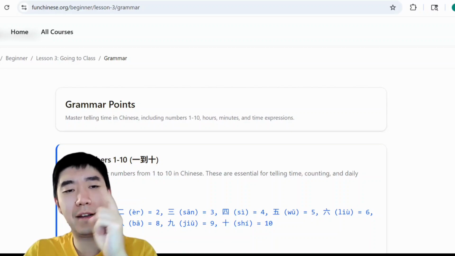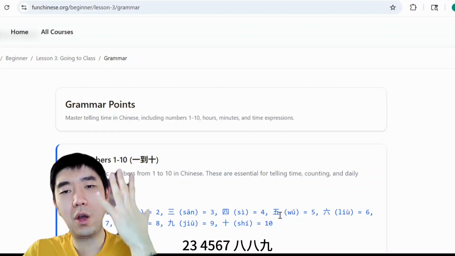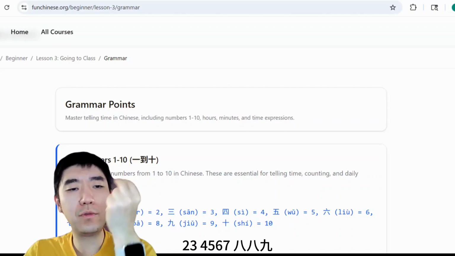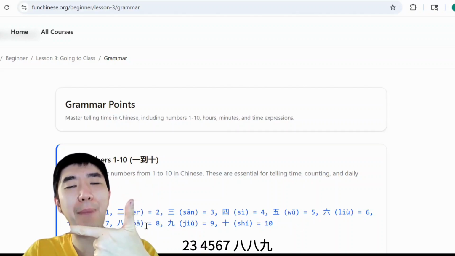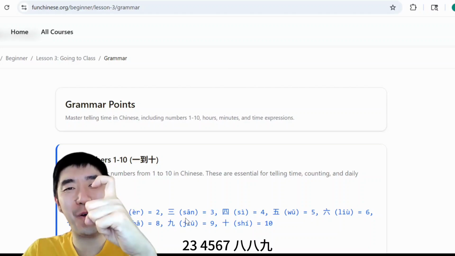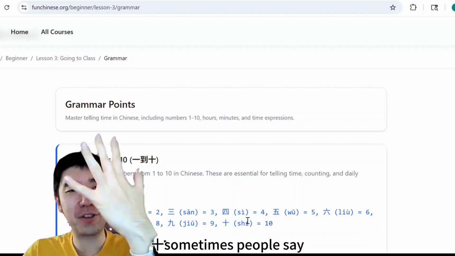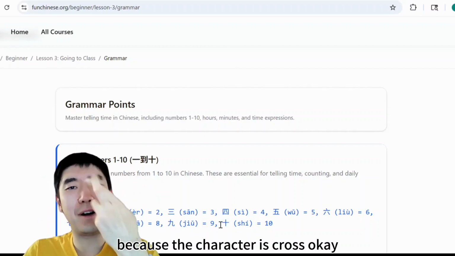一、二、三、四、五、六、七、八、九、十. Sometimes people say 十 like this, or like this, because the character is a cross.